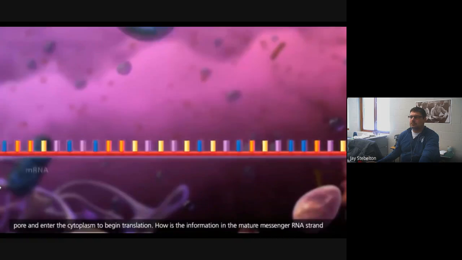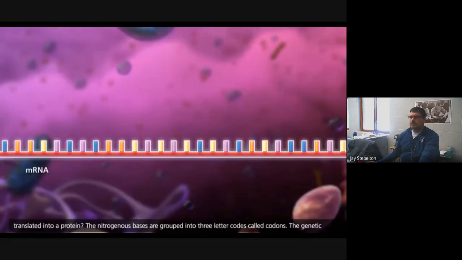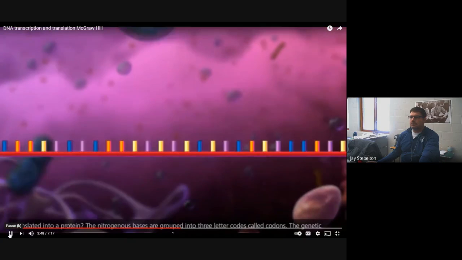How is the information in the mature messenger RNA strand translated into a protein? The nitrogenous bases are grouped. Okay, so watch this real quick. I've got the message up here. This is the mRNA that was formed. But watch how the amino acids are brought to it. That's the tRNA. And I'm kind of getting ahead of myself because I'm going to stop here in a minute. But I just want to show you how those 3-letter codons help with the tRNA bringing the amino acid.